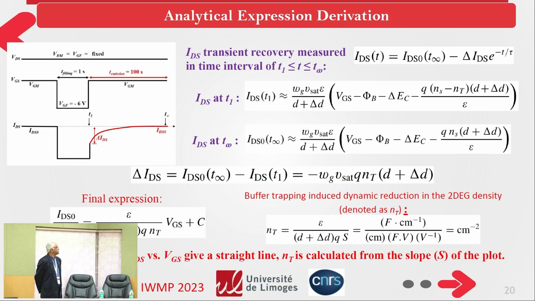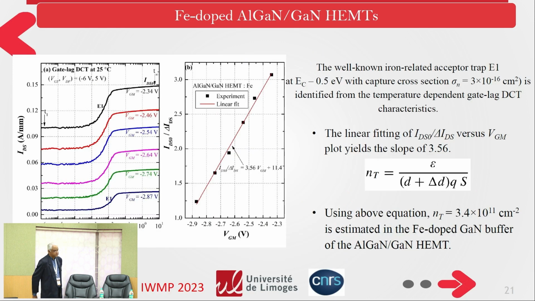So by combining these two expressions, IDS at T1 and IDS at T infinity, we obtained the final expression IDS0 over delta IDS, which gives a straight line versus VGS. By taking this final expression, we can calculate NT from the slope of IDS0 over delta IDS. So we do this for different structures.